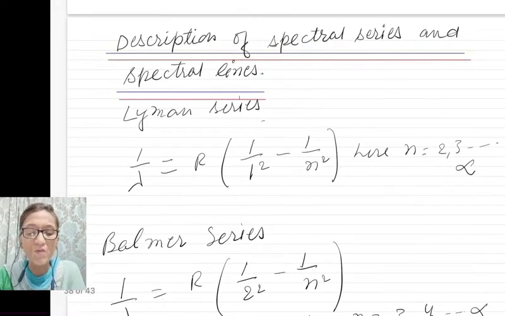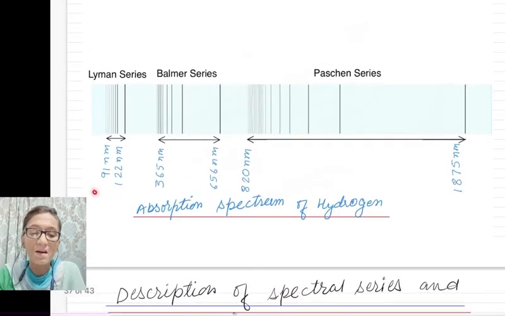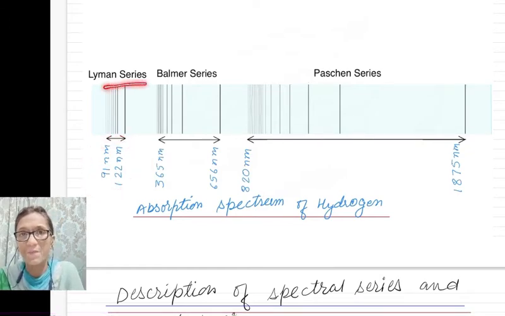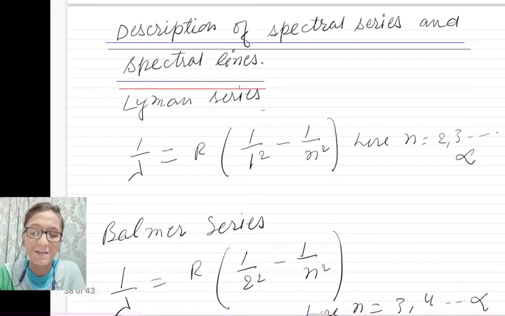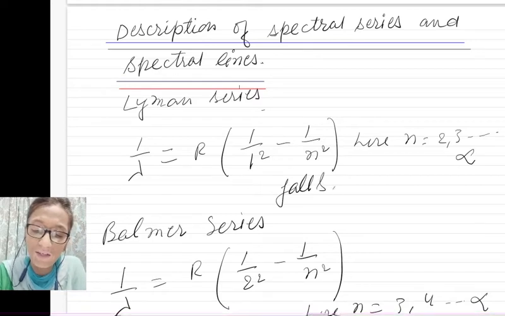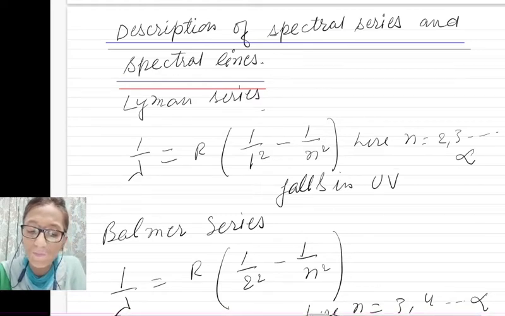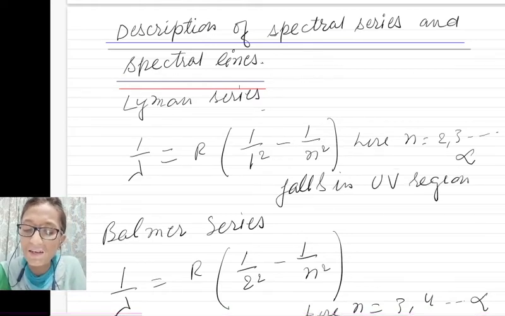This wavelength falls in, here you can see, small range, Lyman series. So when wavelength is small, frequency is very high. So Lyman series falls in ultraviolet region, UV region.